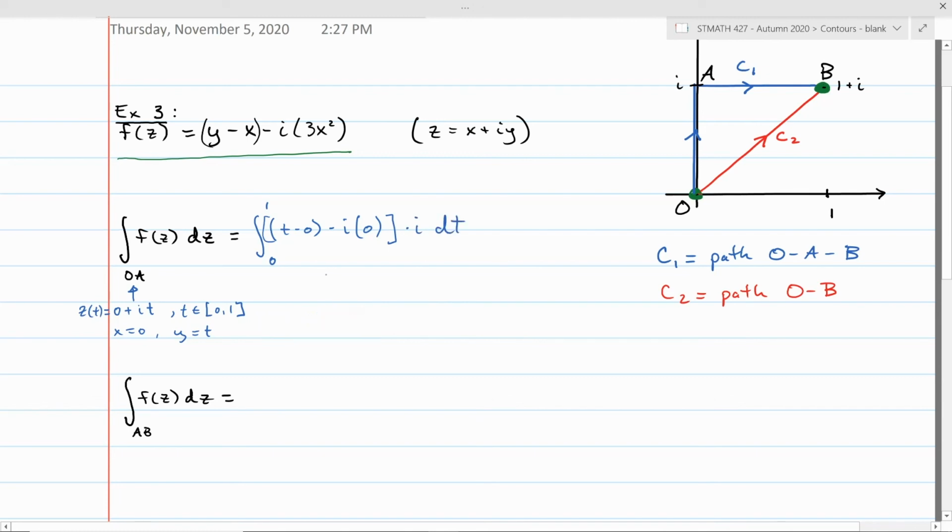So let's simplify this integral here. If I distribute that I, I get the integral from 0 to 1 of It, and then the other piece was 0.